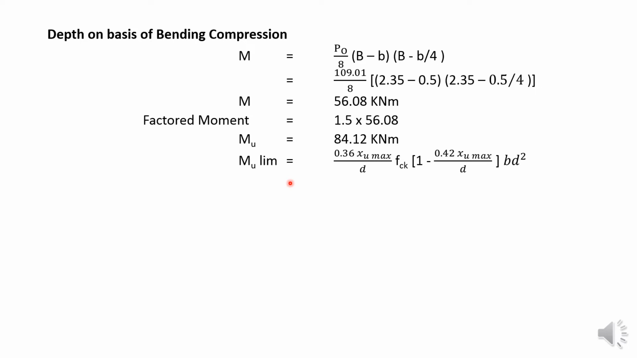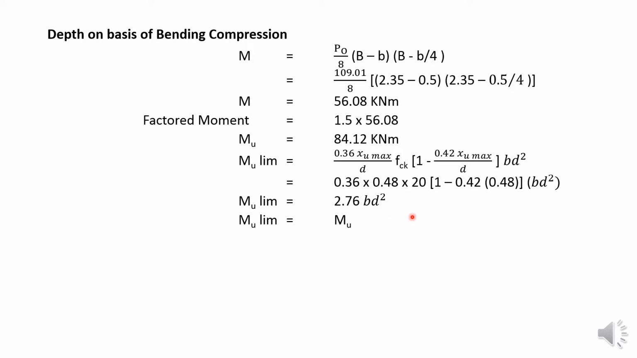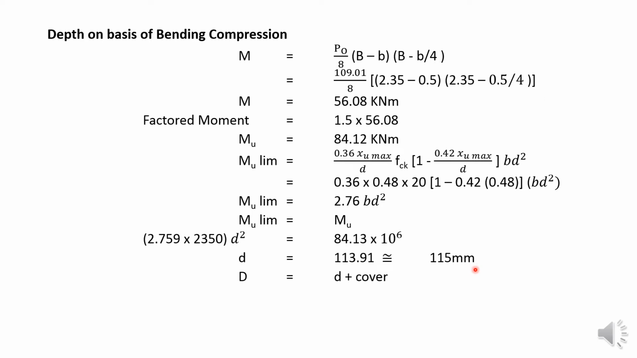Then the ultimate moment we have to find out using this relation: 0.36 xu max by d into fck into 1 minus 0.42 xu max by d into bd square. So substitute the values here and finally we will get a value, Mu limit is equal to 2.76 bd square. Equating the moment to the limiting moment, 2.76 into b into d square is equal to 84.13 into 10 power 6. Finally we find the d value, that is 130.91, that will be equal to 115 mm.